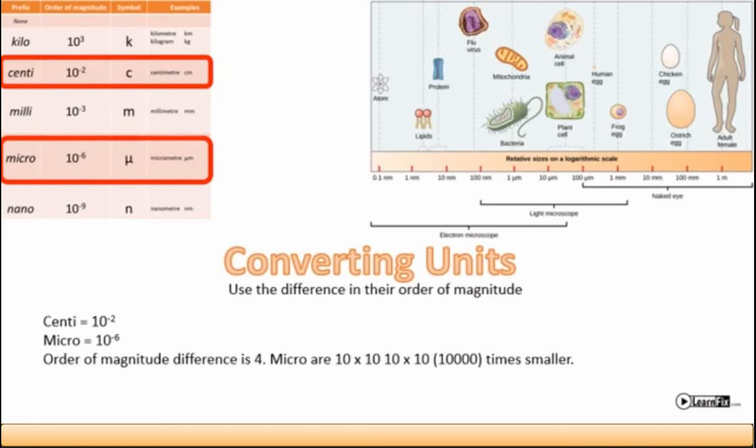So, to convert micrometer measurements, which are 10 to the minus 6, to centimeter measurements, which are 10 to the minus 2, you need to divide by 10,000, because there are 10,000 micrometers in every centimeter. The micrometer is much smaller, so you need more of them. Okay, now consider the order of magnitude of the following values and then use that to work out the conversion.